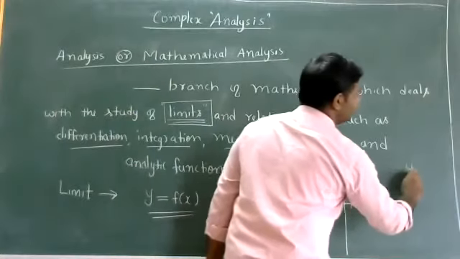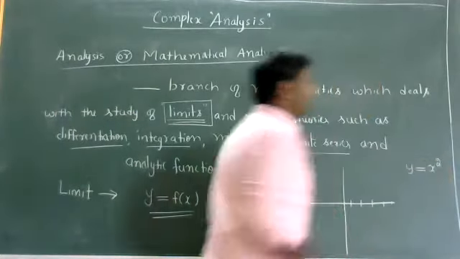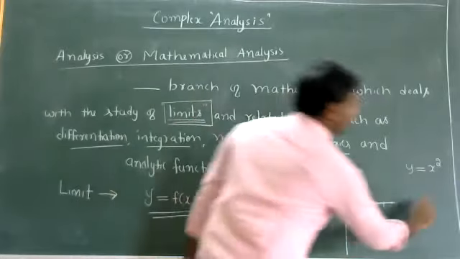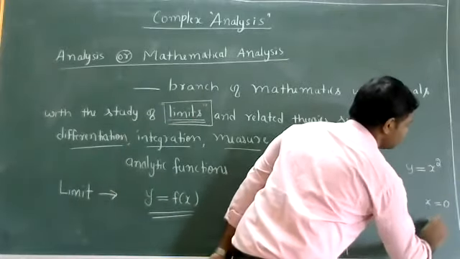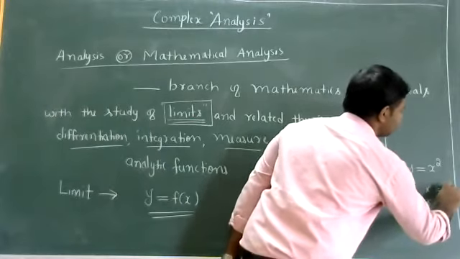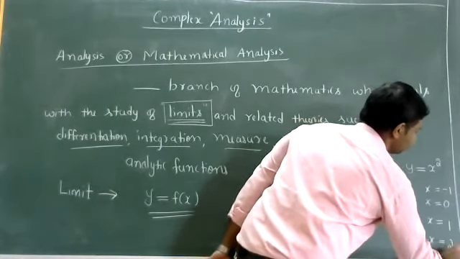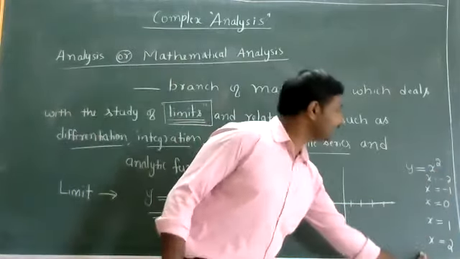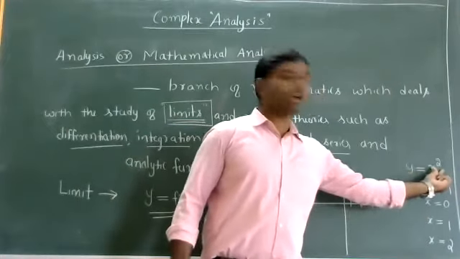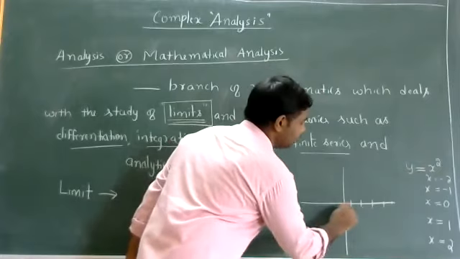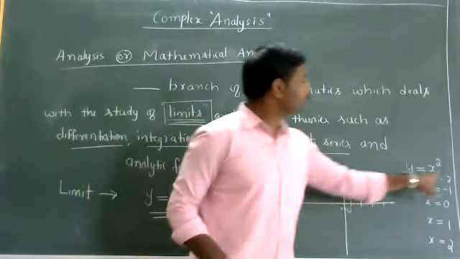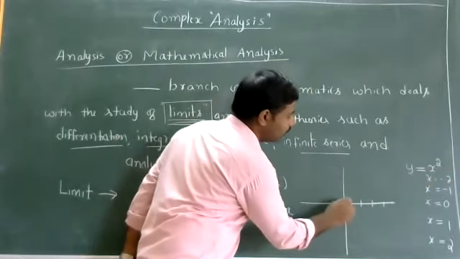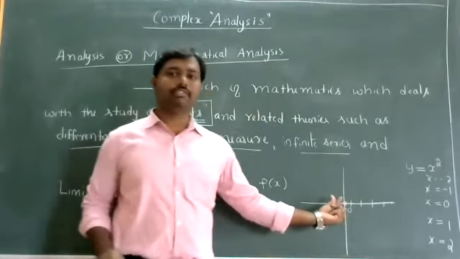Suppose I have the function y is equal to x square, for the x values 0, 1, minus 1, 2, minus 2. For these domain values, we find what the function y is equal to x square takes. This is the x equal to 0 value. If I put x equal to 0, 0 square is 0, so y is 0. At x equal to 0, y is also 0. So this is the first point.